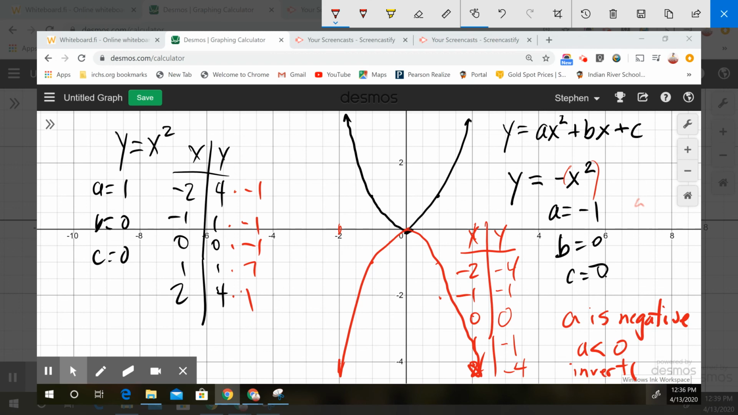And then when A is bigger than 1, something happens. And then when A is a fraction, something happens, and we'll talk about those in the next video.